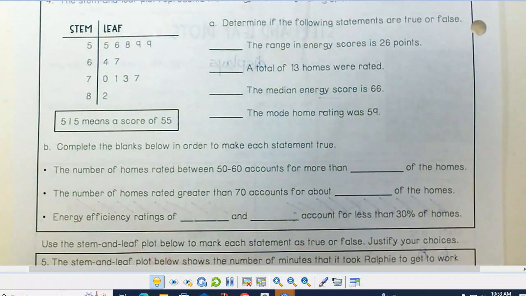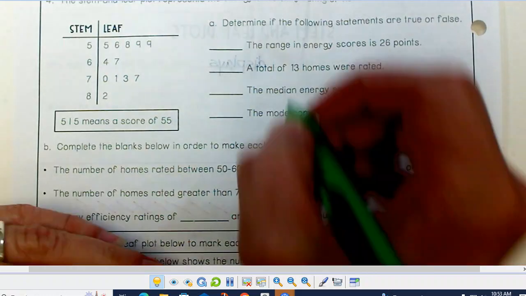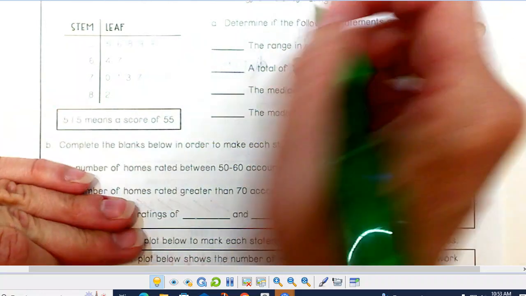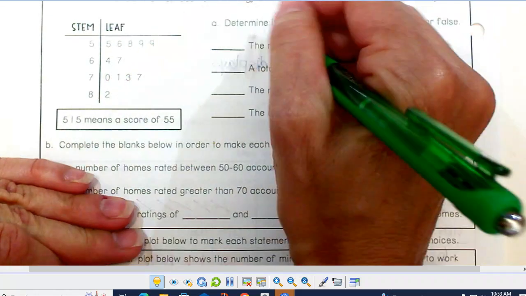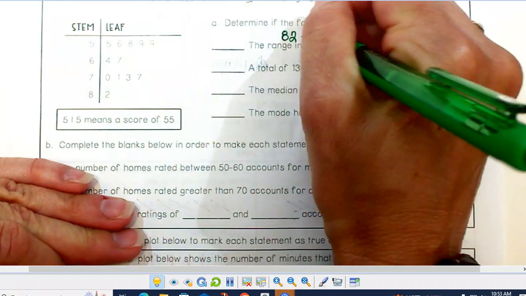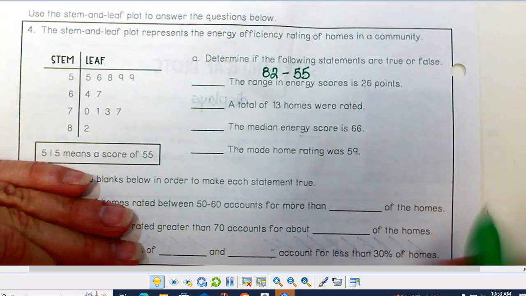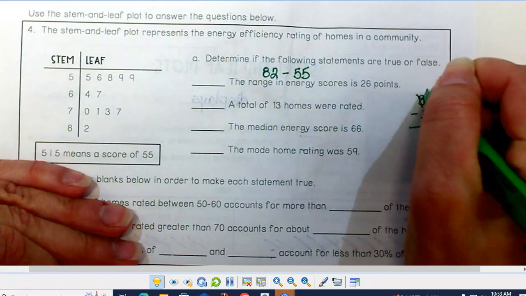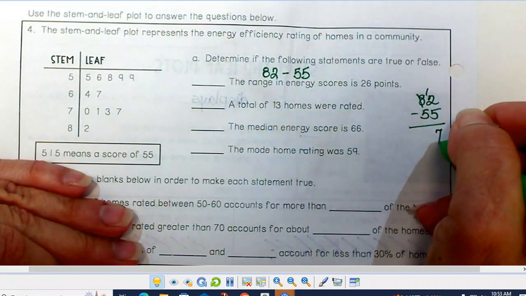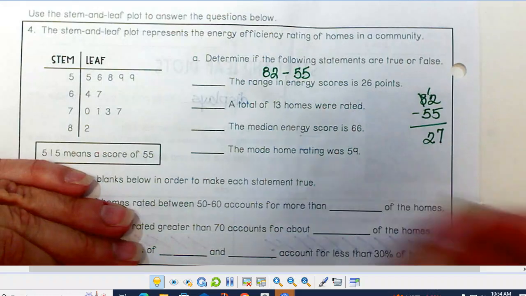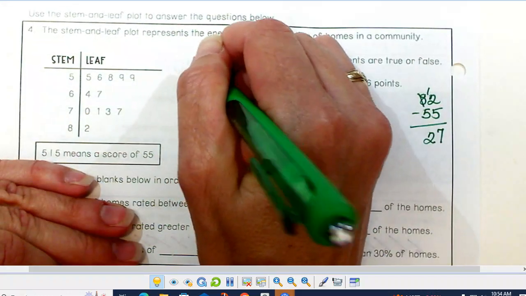It says determine if the following statements are true or false. The range in energy scores is 26 points. Remember that range is your largest value minus your smallest value. Your largest value is 8 with a 2, so that's 82, minus your smallest value, which is 55. I'm going to do a little math. 82 minus 55: 12 minus 5 is 7, and then 7 minus 5 is 2. The range is 27, so that's false because the range is not 26.